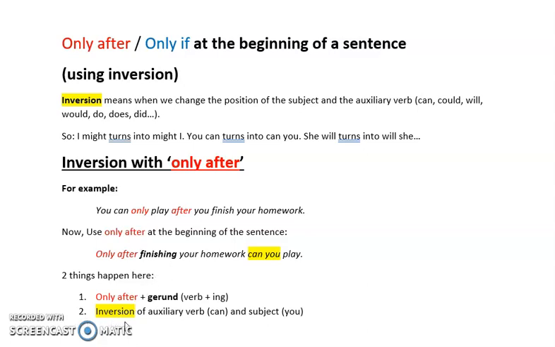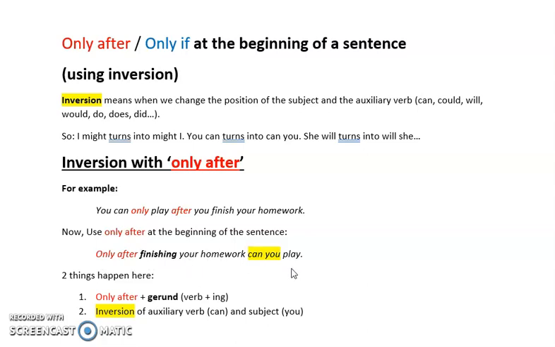I see another change as well. I see inversion of auxiliary verb and subject. Only after finishing your homework can you play? So here, can you is the inverted version of you can. In my original sentence, I had you can, but now that I'm using inversion, it's turned into can you. Only after finishing your homework can you play.